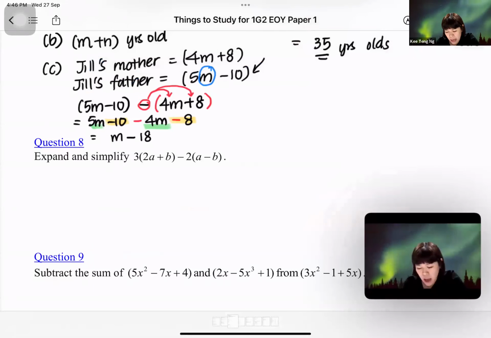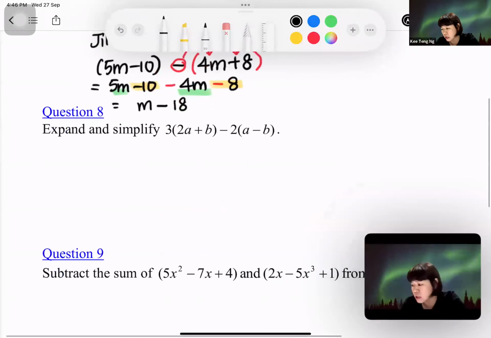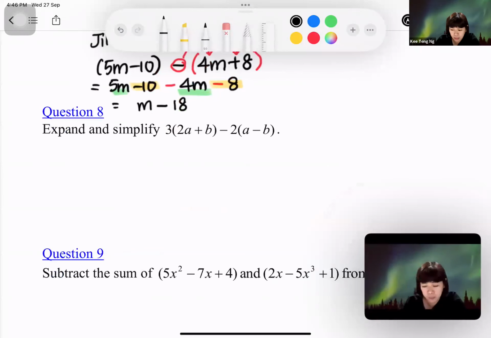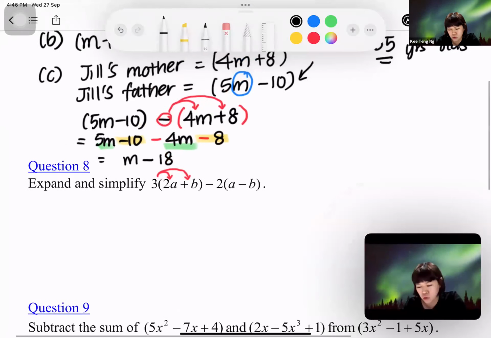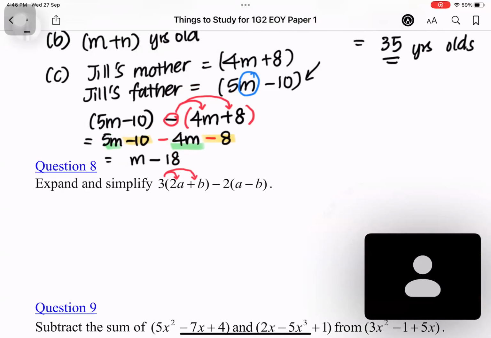Okay, expand and simplify this one. What do we need to do? Okay, Farah, first bracket here, you help me expand this. 3 times this, and remember multiply to the back side. What do we get over here? 3 times 2a gives you? 6a plus 3b. Correct. Thank you very much.